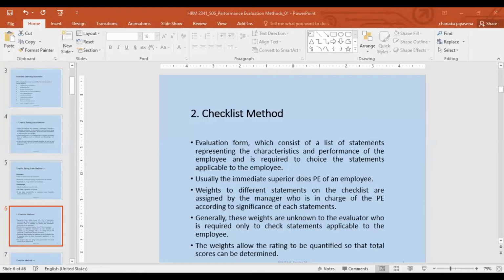This is a sample performance evaluation form that uses the checklist method. Here, the same basic information should be filled in. There are several statements or characteristics of the employee's performance, such as works overtime when asked.